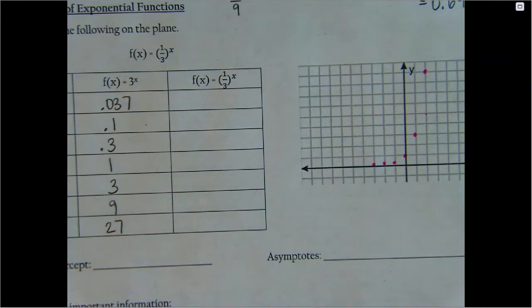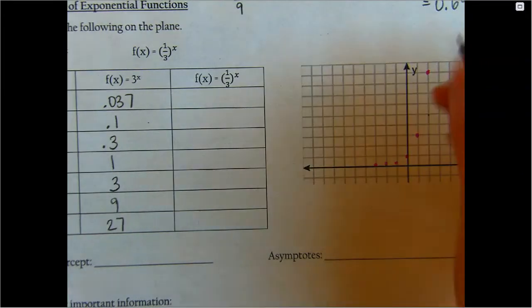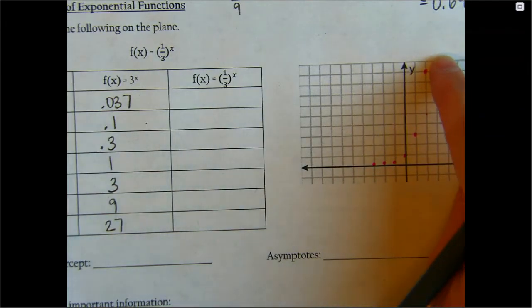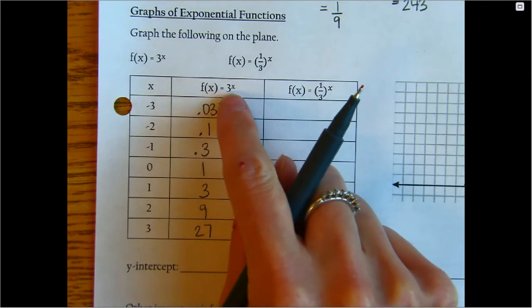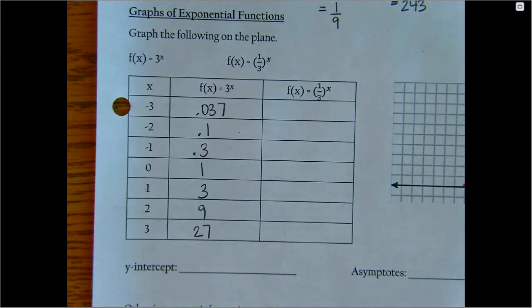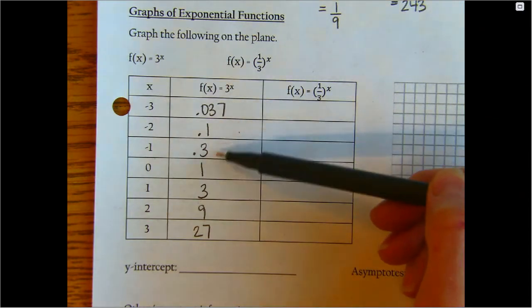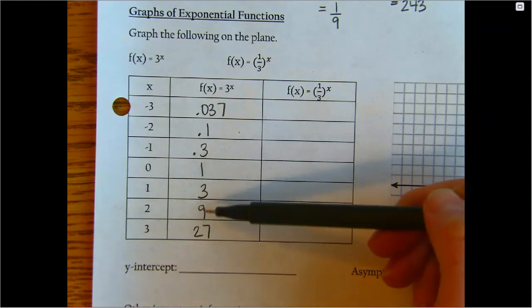Okay. So in terms of how I would graph it, these obviously started growing really quickly. That's because the base of this exponential function is 3. So each y value is getting multiplied by 3 to get the next one.